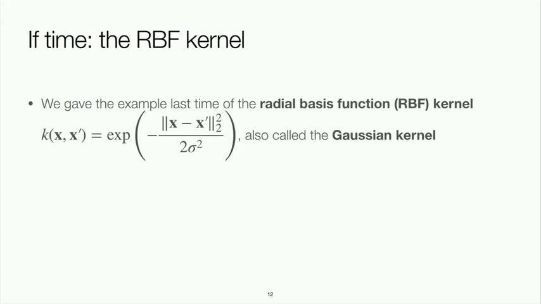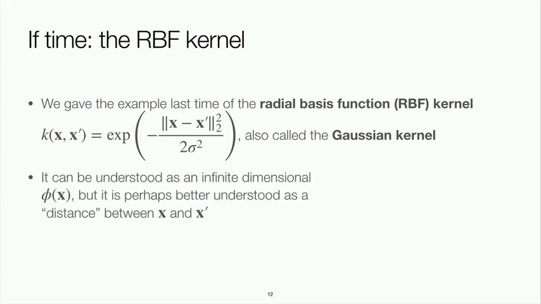The RBF kernel ended up looking something like this, where my kernel function, k of x and x prime, was something that looked a whole lot like the PDF of a Gaussian, without some of the normalizing terms. But that's why people also call this the Gaussian kernel. What is cool about this? Well, if you really wanted to, you could understand it as an infinite dimensional phi of x, and that is an exercise that you'll do on a future homework, trying to figure out what the phi of x actually is. But I think that at this point, that intuition is no longer particularly useful.